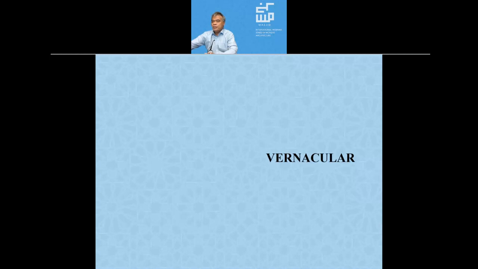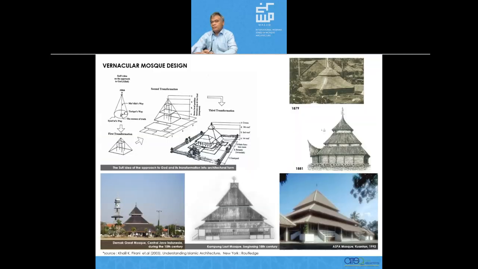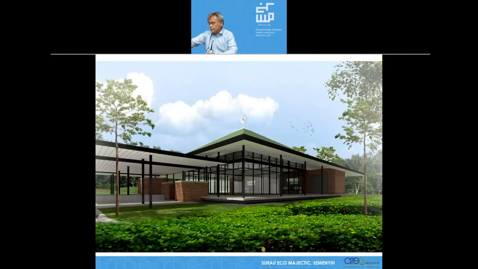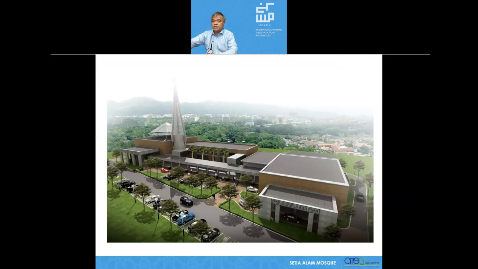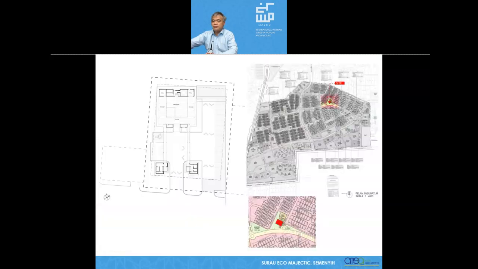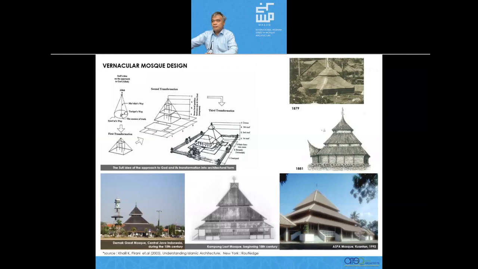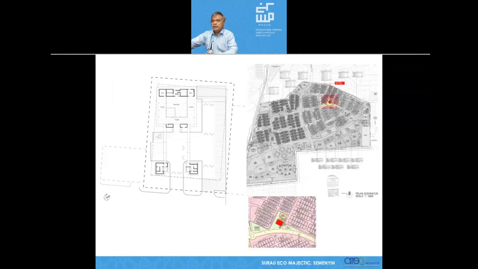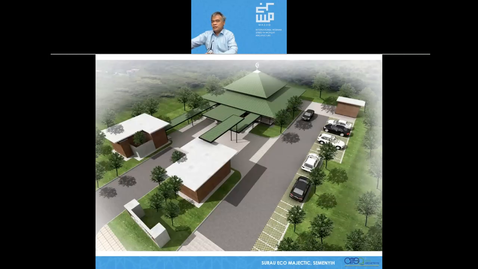So going back to vernacular architecture, as Razin and the previous speaker were talking about, this is what Islamic architecture was about in the past, and it is still being used now. This pyramidal roof is modernized. This is one of the masjids that we are building right now at Eco Majestic. It's a modernization of what we saw as vernacular architecture, but we use more modern materials: steel, bare bricks, even metal roofing.